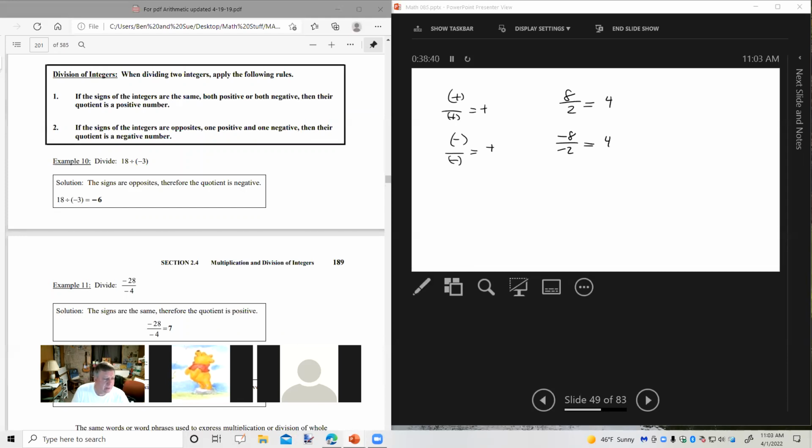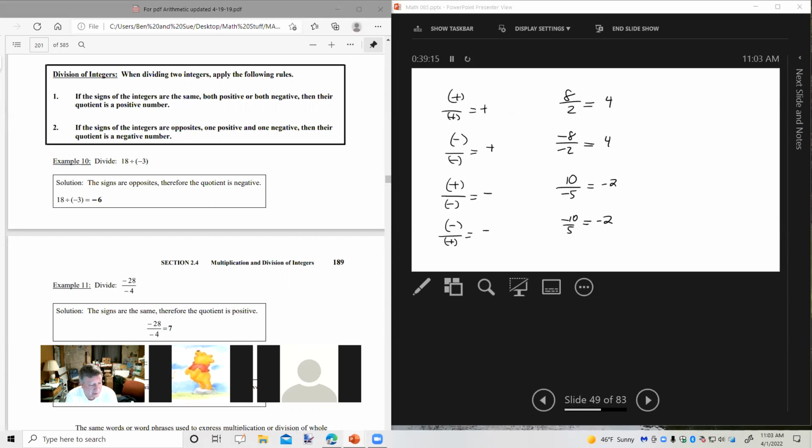Okay. Then it says if the signs of the integers are opposites, one positive and one negative, then their quotient is a negative number. So positive divided by negative is negative, and negative divided by positive is also negative. So 10 divided by negative 5 is negative 2. Negative 10 divided by 5 is also negative 2. So when you're dividing 2 integers, if the signs are the same, the results are positive. If the signs are different, the results are negative.